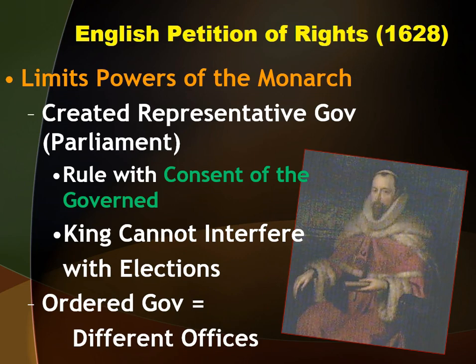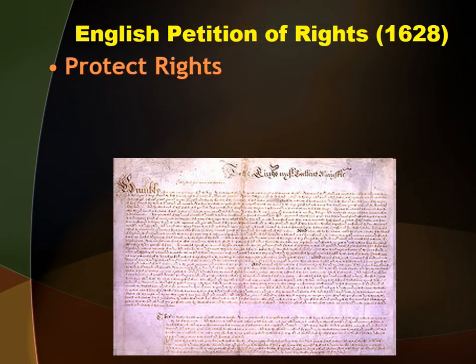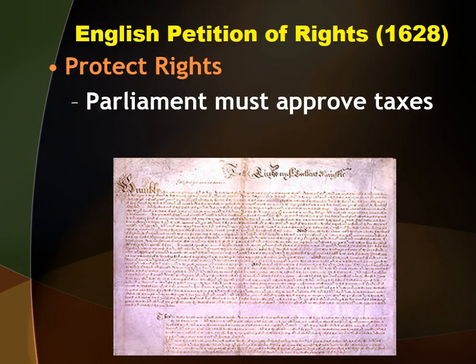This is some of the early ideas of Montesquieu, separation of powers, checks and balances. The English Petition of Rights also protected the rights of the people. It says that Parliament, the people who were selected by the people, social contract, they had to approve any increases in taxes.